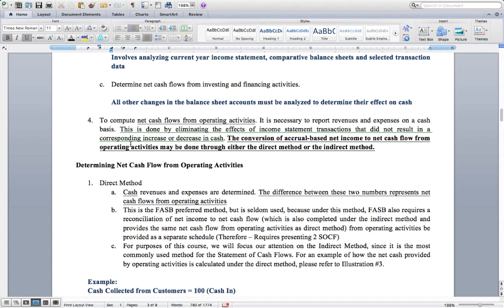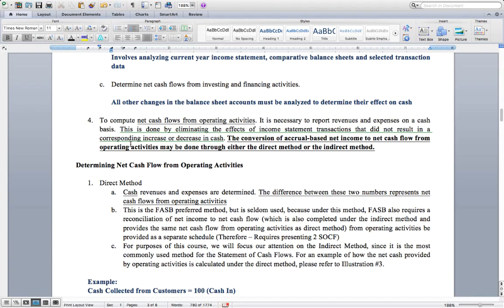Under the direct method, cash revenues and expenses are determined, and the difference between these two numbers represents the net cash flows from operating activities. This is the method that FASB actually prefers, but it is seldom used by companies because under this method, FASB also requires a reconciliation of net income to net cash flow, which is how it is computed under the indirect method.